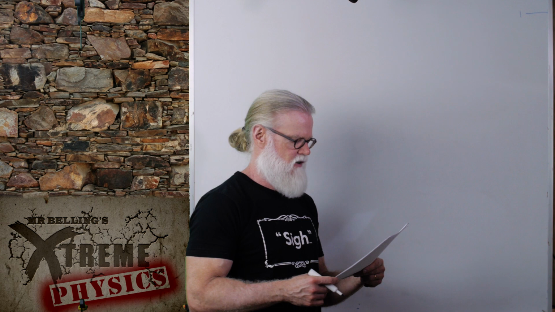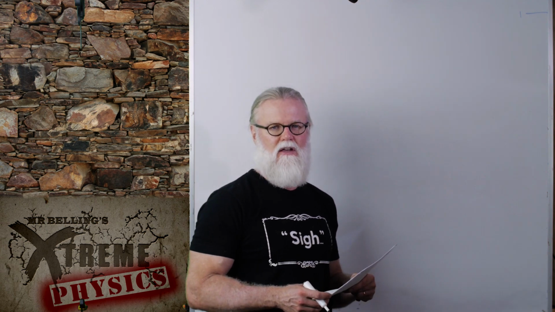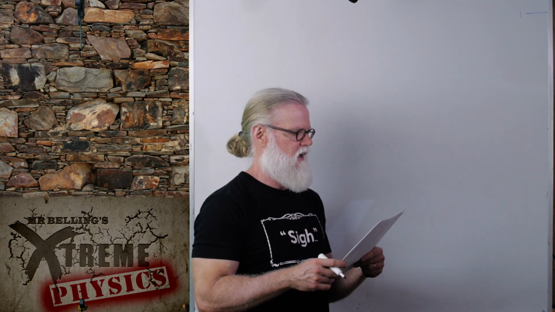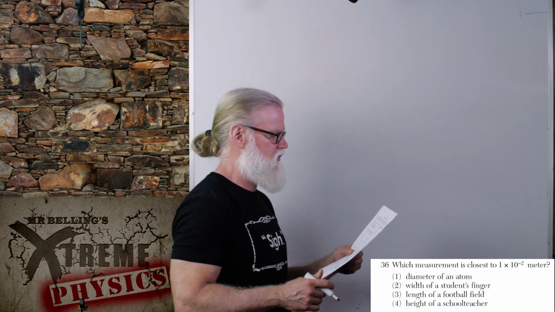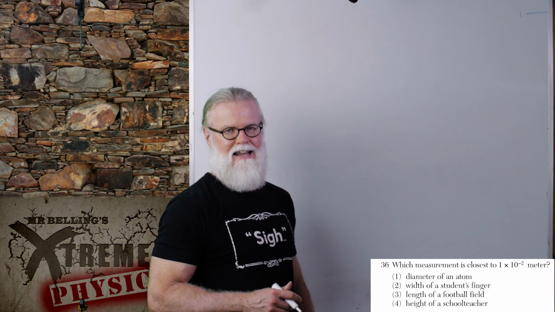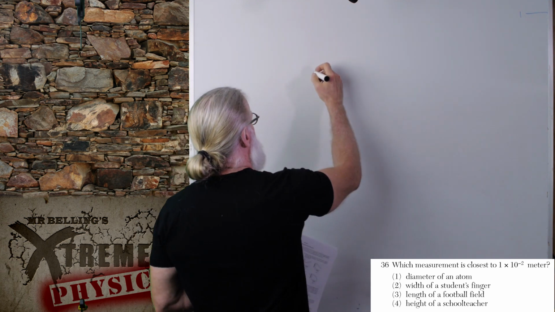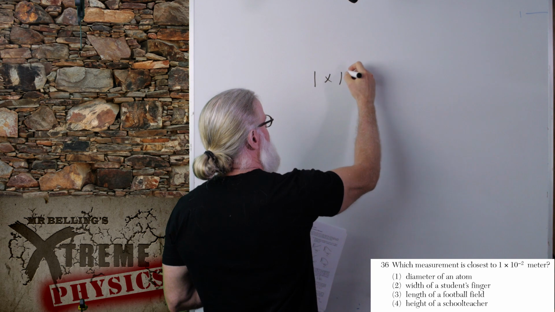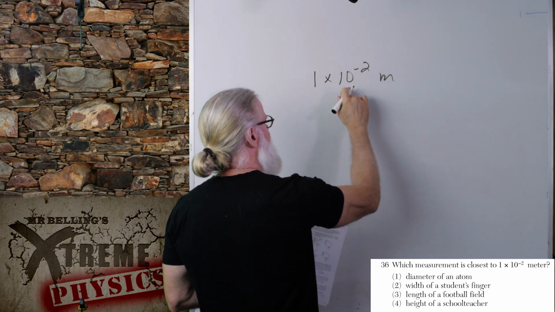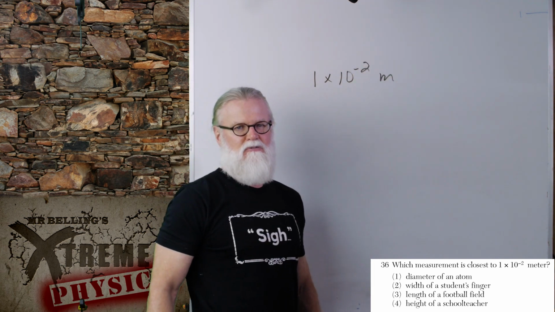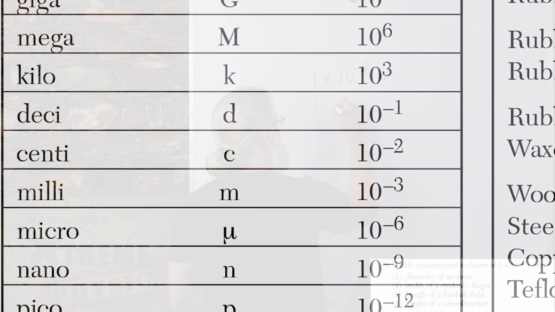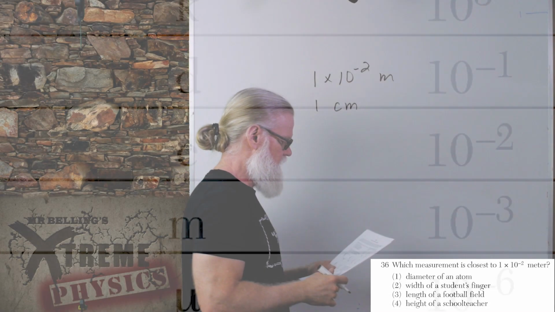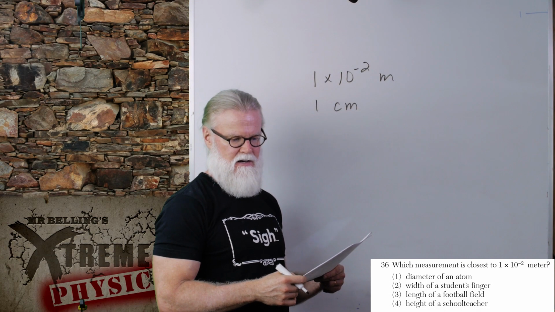36. Hopefully you've done the exam already and checked your answers. I will be going into things other than just the question as I see fit. 36. Which measurement is closest to 1 times 10 to the minus 2 meters? All right, so what is 1 times 10 to the minus 2 meters? Well, there's a word for that, and the word is centi. That's centi. That's 1 centimeter. All right. Well, so we're looking for a centimeter.